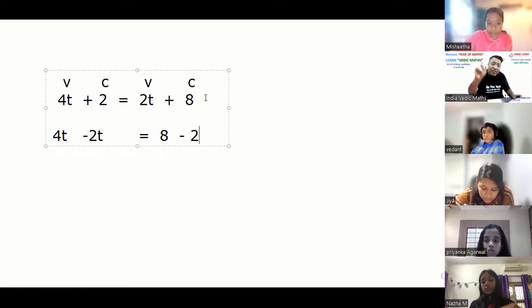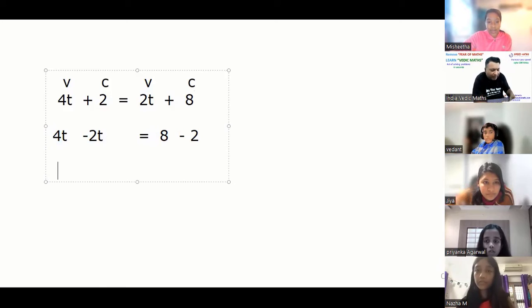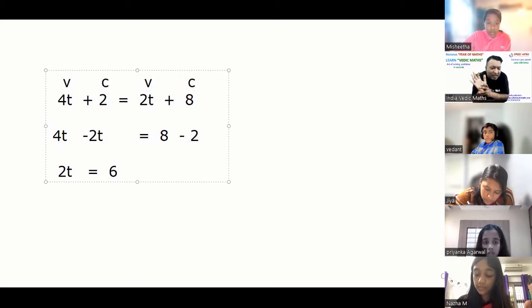Now we'll simplify the way we learned. How much is 4t minus 2t? 2t. 2t equal to. How much is 8 minus 2? 6. So now we have a simpler equation. So the first step is done.